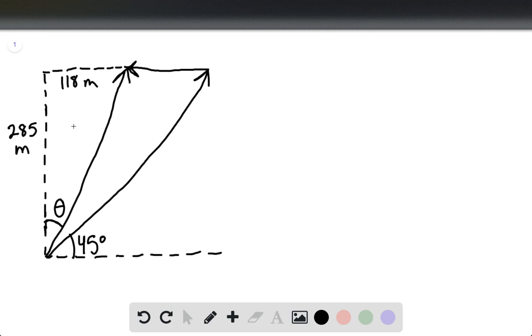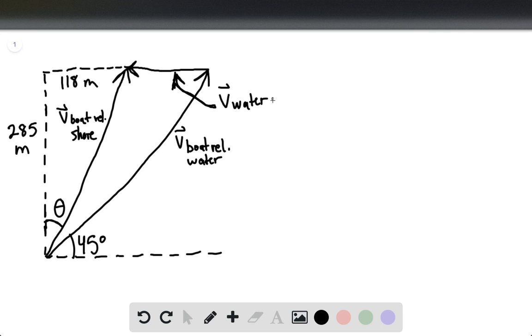So we can say that this vector right here is the velocity of the boat relative to the shore. And then here we have the velocity of the boat relative to the water. And then here on the very top right here, we have the velocity of the water relative to the shore. So we're going to label this one right here as 3, which is the river current essentially. And then this will be 2, and then this will be 1.